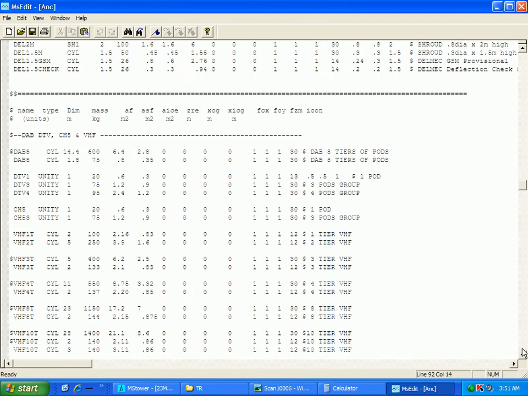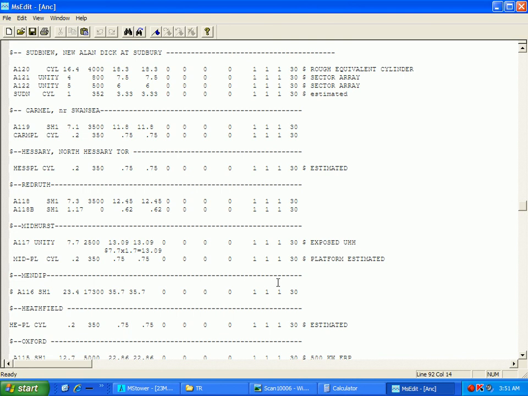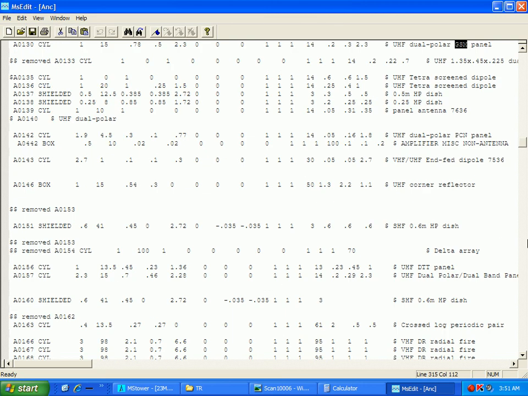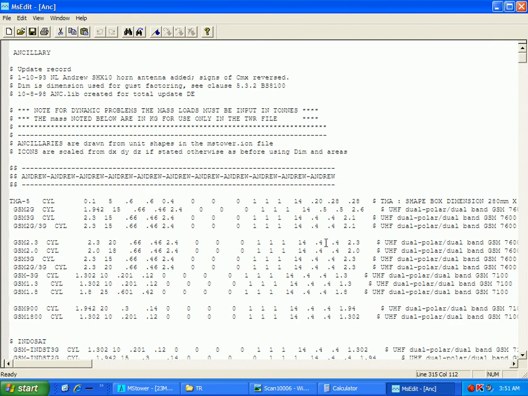And there are many types of antenna given here. If you give for GSM antenna, GSM antenna is given here, and you can make your own GSM antenna by the vendor or supplier of the antenna. We are using GSM 2.3, a cylindric antenna. Its length is 2.3 meter, mass 20 kg, AF, ASF. This value is given here.